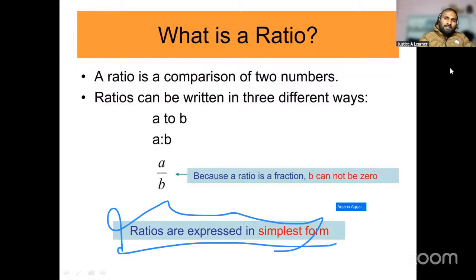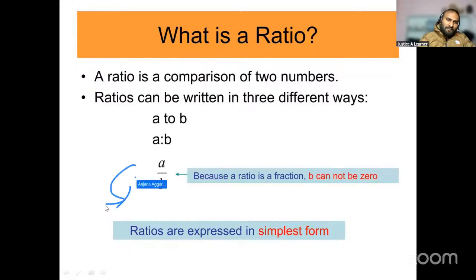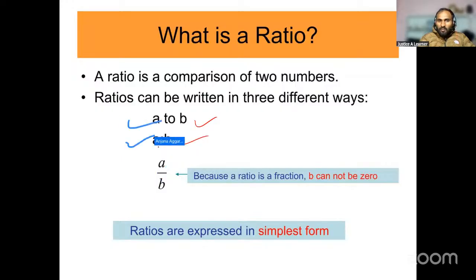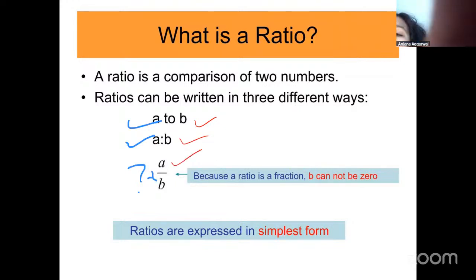In the same way, we have three ways of reading. A to B we can read as A ratio B. And how do we call A above B? A over B, or A by B, or A upon B.